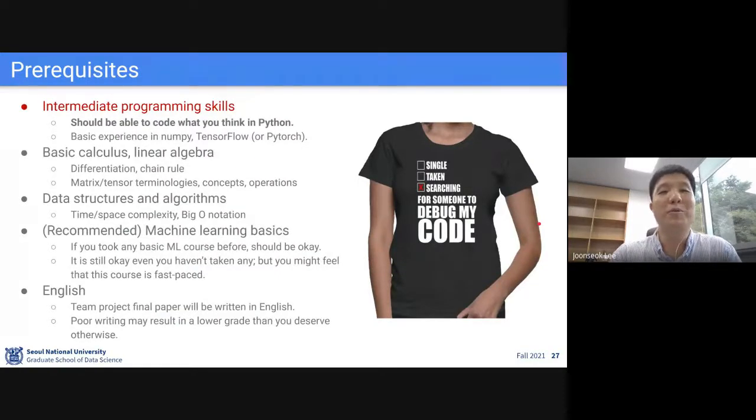And one of the most important parts of today's lecture, prerequisites. I would like to emphasize that it is really important to have intermediate programming skills to follow this course. Yeah, you may see this t-shirt, for someone to debug my code. Please don't do that. You should code it yourself. So we will have individual programming assignments, and you need to do that by yourself. And we will also have team projects, in which you basically work on writing a paper from your original research. I will talk more about that in the later slides.